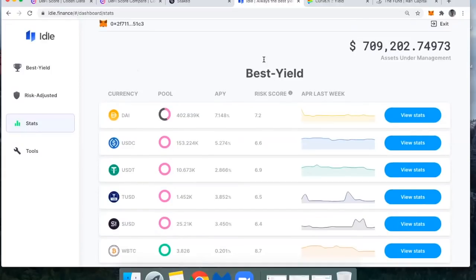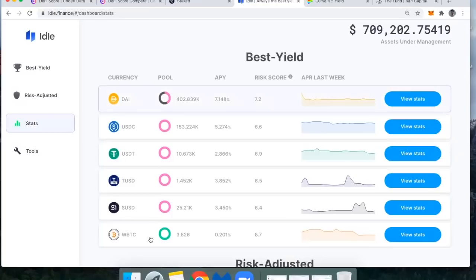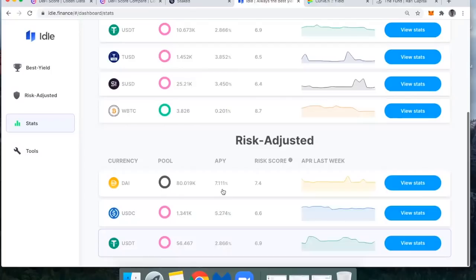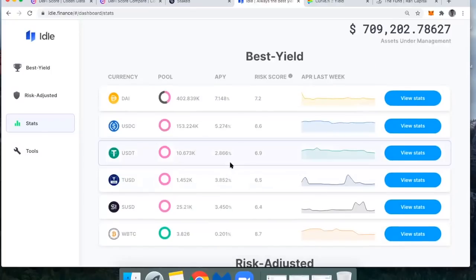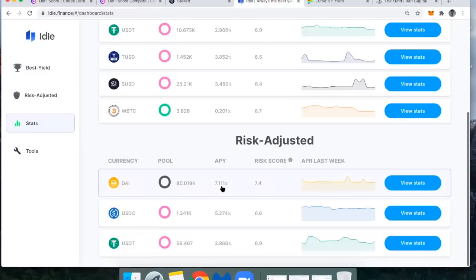So when it comes to IDLE, there are 6 different options. These are all of the different assets that I can lend. The top 5 are all stable coins, and then the last one here is wrapped Bitcoin. You'll notice that the stable coins, of course, tend to earn more interest. DAI is currently at 7.148%, and wrapped Bitcoin is around 0.2%. And then if we go down to risk adjusted, the rate actually is not too far off here. Yeah, so 7.1% APY, so not that much less than the best yield strategy. And then there's USDC and Tether available as well.